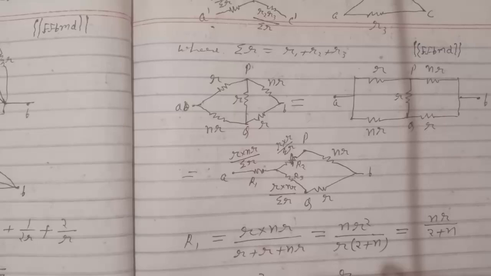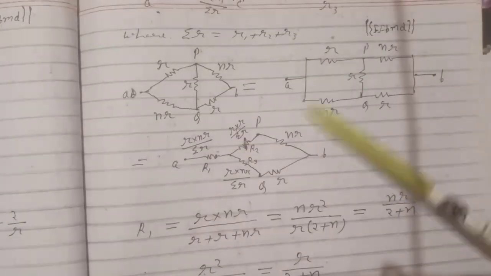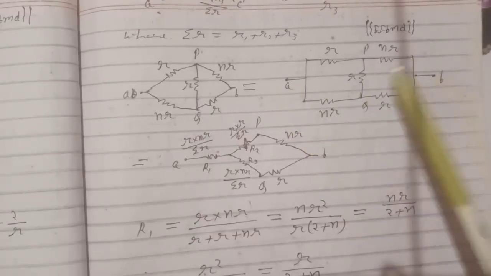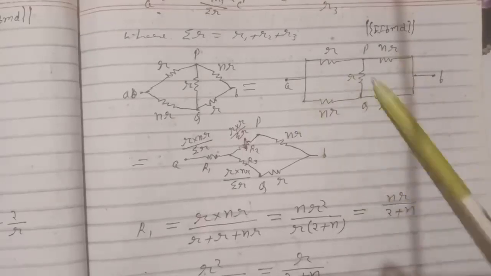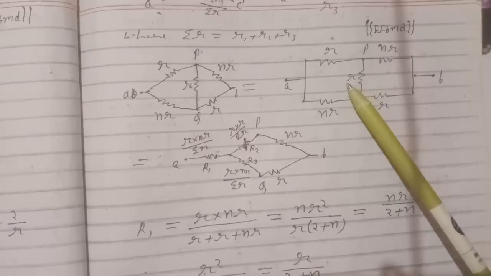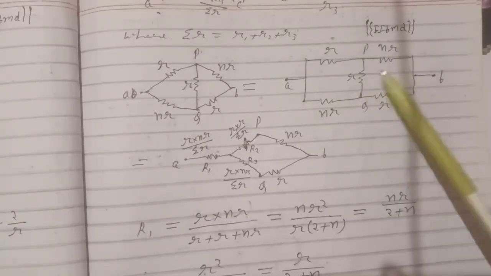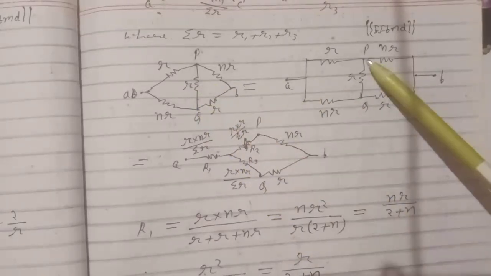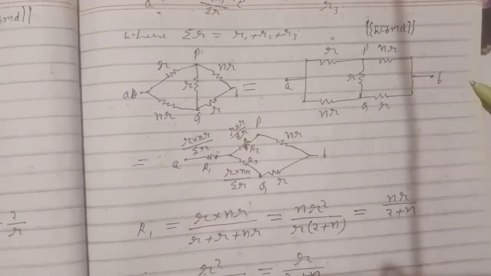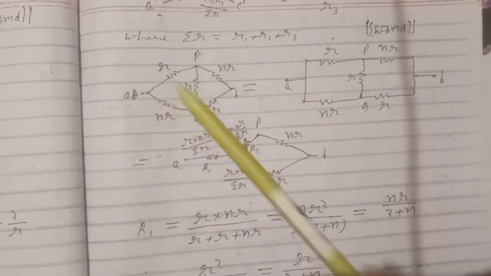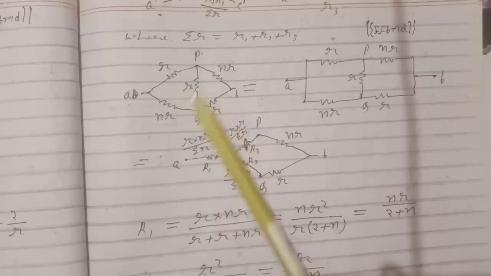Now let's see the application of this delta star method in a problem. Here, for example, we have to find the resistance between A and B. Now we know that this is a Wheatstone bridge, but it is not balanced, so we cannot remove this resistor, but this can be transformed like this, because if we stretch this point, it will be like this, and on this side if we stretch, this will be like this. So this can be transformed like this.